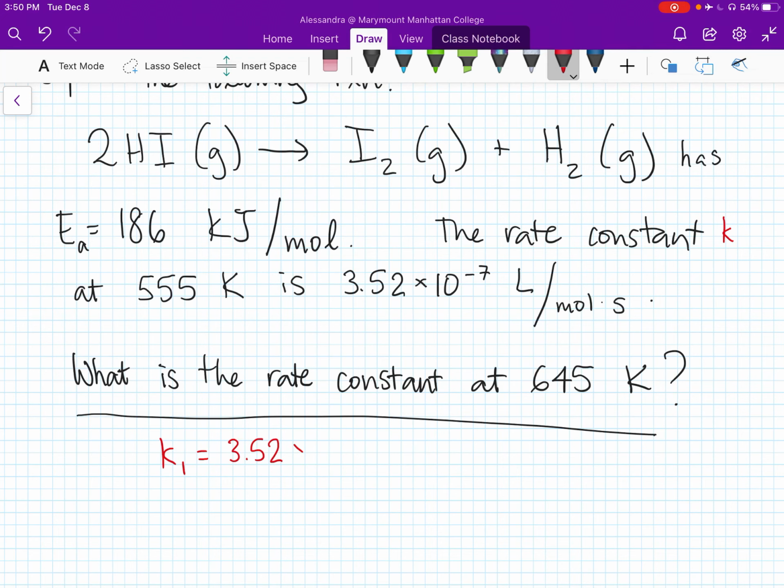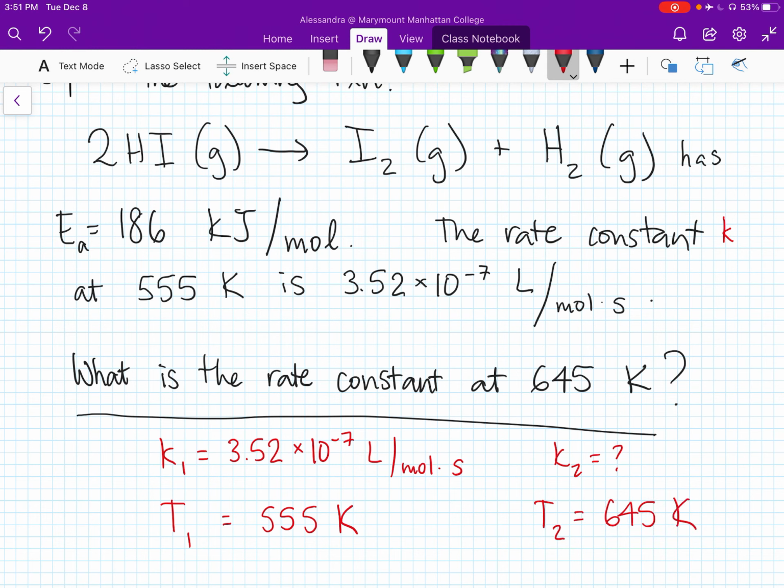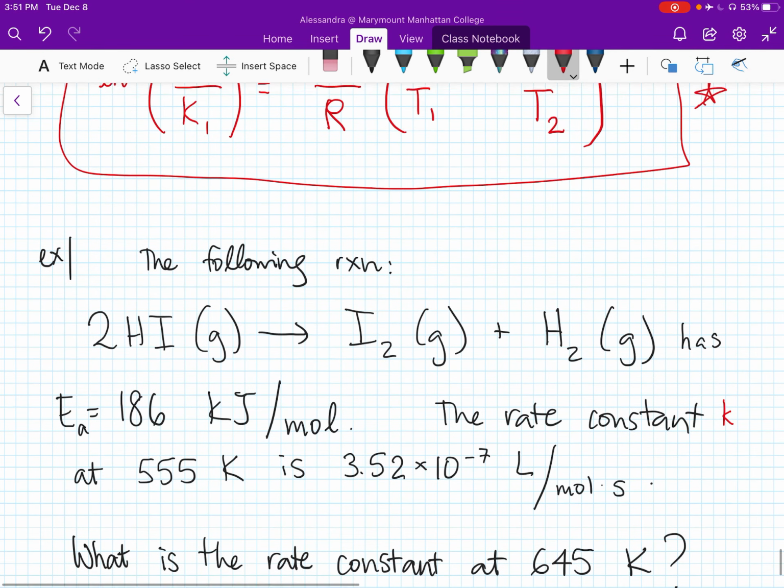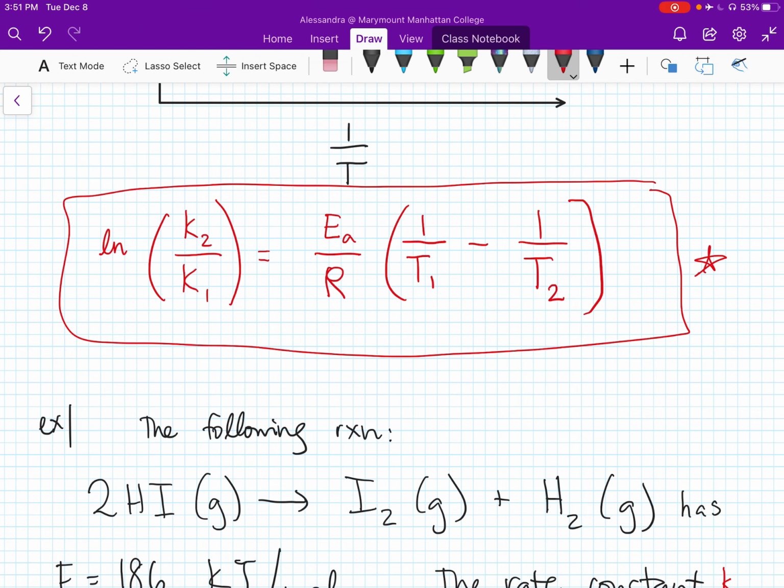So K1 is 3.52 times 10 to the minus 7 liters per mole seconds, and T1 is 555 Kelvin, because those go together. I don't know K2, that's what I'm trying to figure out, but T2 is going to be the 645 Kelvin. And the activation energy is given in the problem as 186 kilojoules per mole. But we, of course, are going to need to convert it to joules.